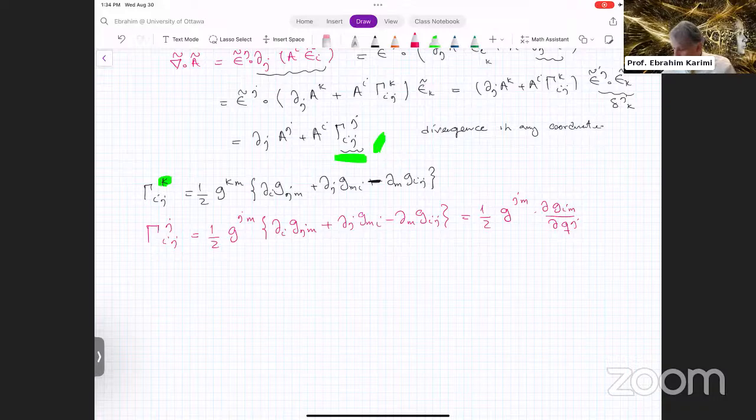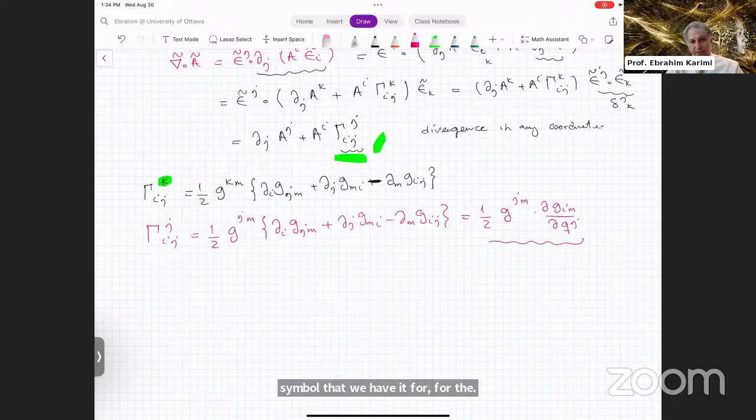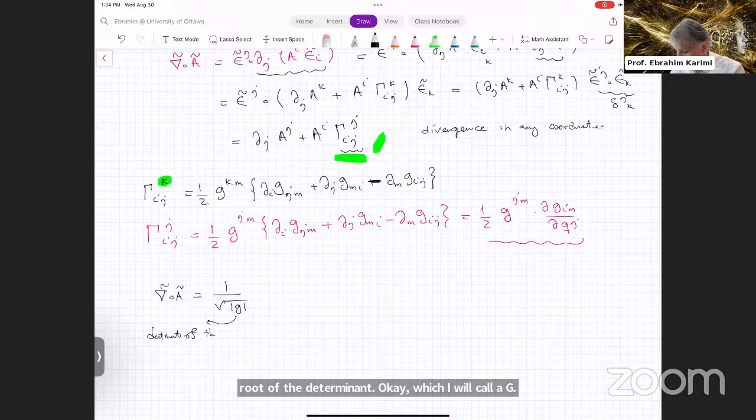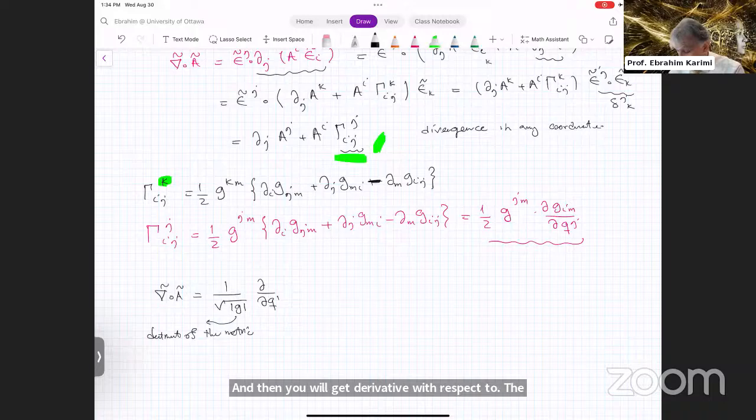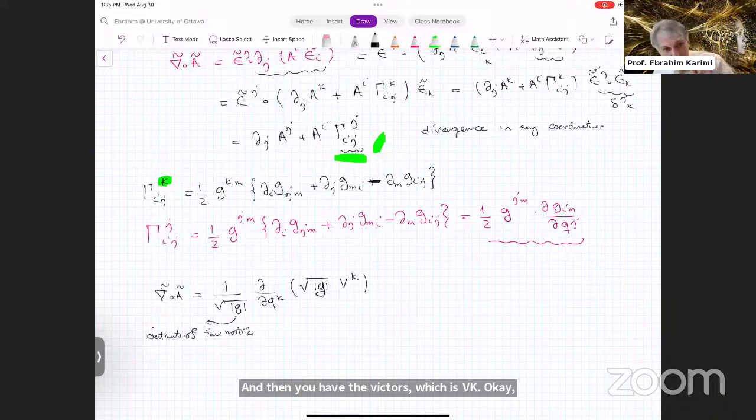So that is the Christoffel symbol that we have for the divergence. You substitute it inside of that, and then you will get the divergence in any other coordinates. Okay. So in short, if you want to write it down, indeed the divergence of a vector, if you do the calculation, you will get it to be equal to 1 divided by the square root of the determinant, which I will call G, of the metric. And then you will get the derivative with respect to the variables that you have in the parameters, that is Q^K. And then you have the square root of the determinant again. And then you have the vectors, which is V^K. Okay. So that's the way that it simplifies the calculation.